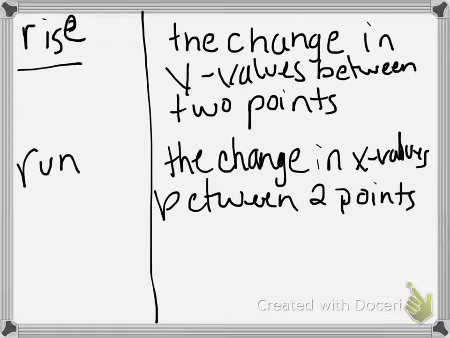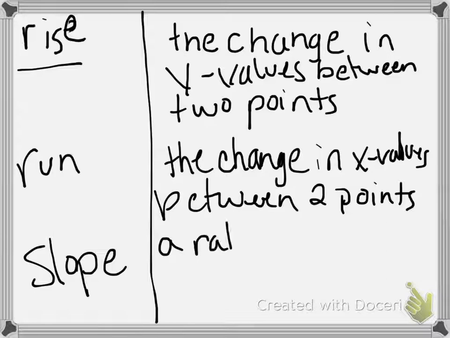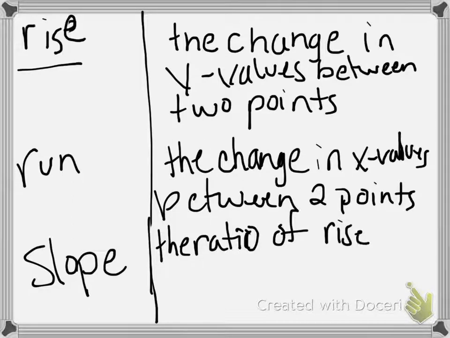Alright. And then you have slope, which is just like what you think. It's like the slope of a mountain, the slope of stairs. The slope is any steepness that something has, any slant. The definition is the ratio of rise to run. And slope is always written rise over run.